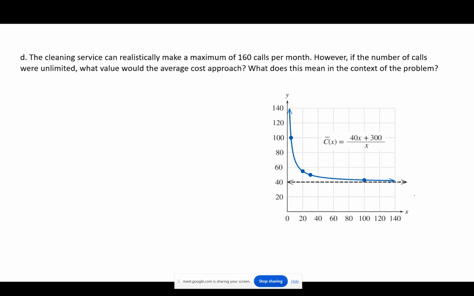So we have this graph. This is what the graph of 40x plus 300 over x looks like. There's a horizontal asymptote at 40 because the degree of the numerator and denominator are the same.